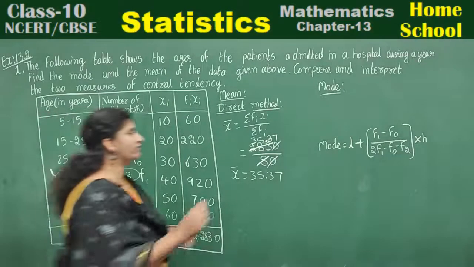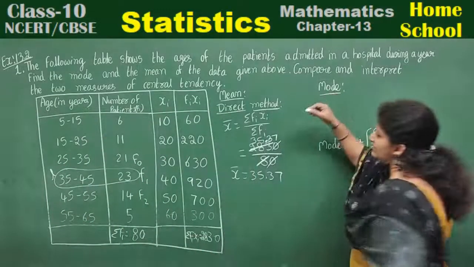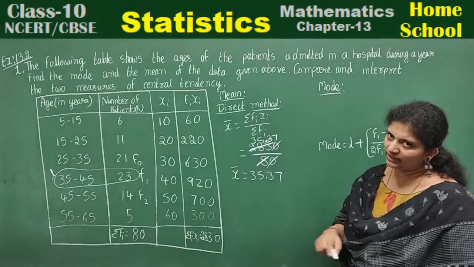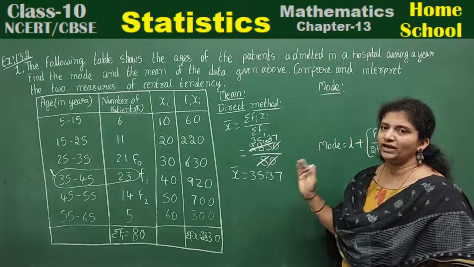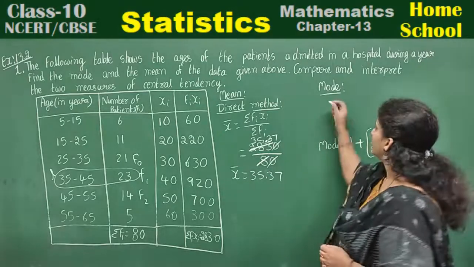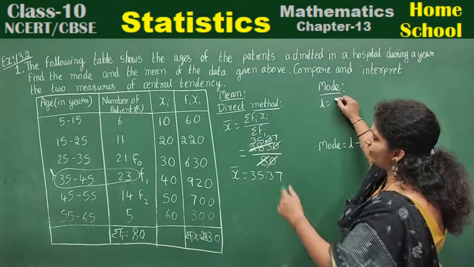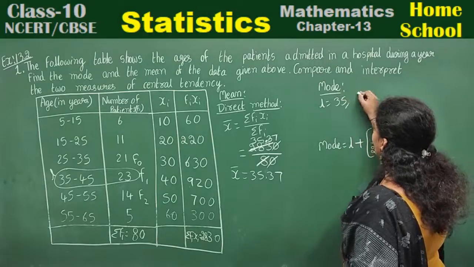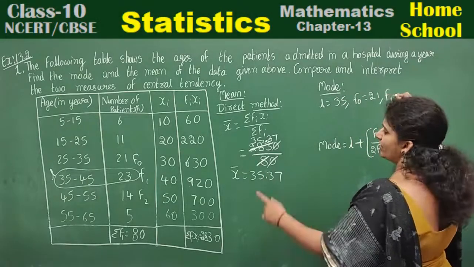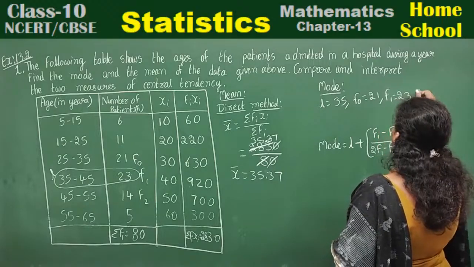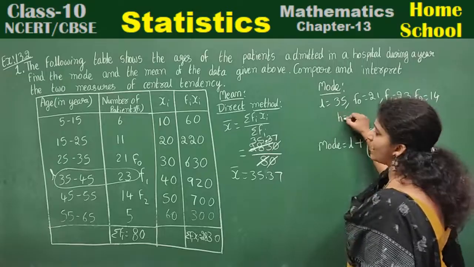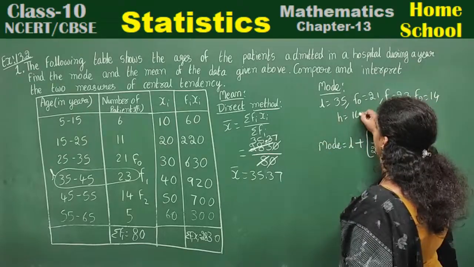Let us write now. The modal class is the 35 to 45 class interval and its frequency is 23. First step to find mode, we need to identify the modal class in the given data. l is equal to the lower limit 35, f0 is equal to 21, f1 is equal to 23, f2 is equal to 14, h, the class size, is equal to 10.